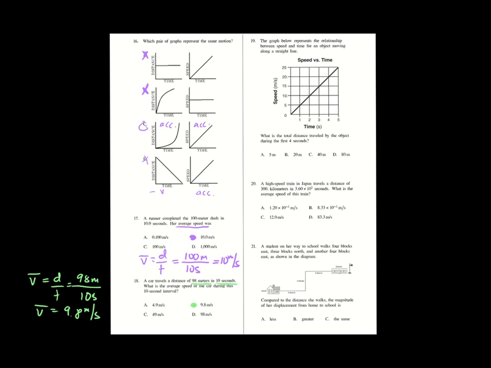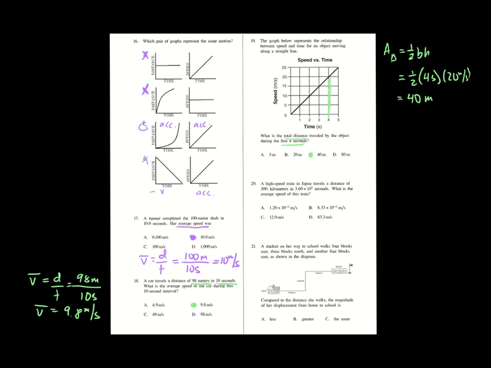Number 19. Another displacement question. Alright, so here we're looking for the total distance traveled by the object during the first 4 seconds. So we have a speed versus time graph. When talking about distance, we need to think area under the graph or a curve. So here we have a triangle from 0 to 4 seconds. Area of a triangle equals 1/2 base times height. If you don't remember these area formulas, they're also on the reference table. Base of 4 seconds. On the x-axis, the height is on the y. So we go from 0 to 20. That's 20 meters per second. 1/2 times 4 is 2. 2 times 20 is 40 meters. And that's choice C.